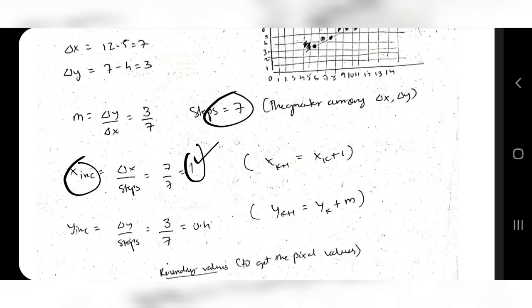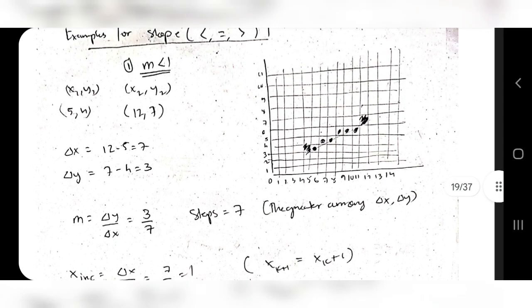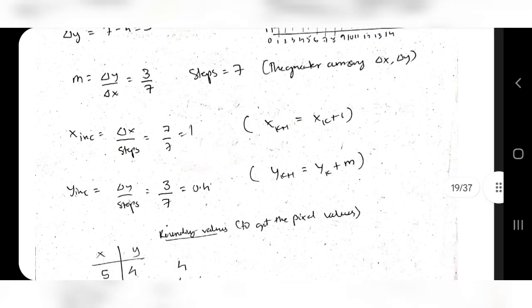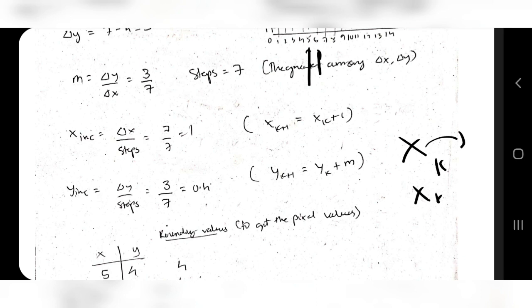If the slope is less than 1, at that time x will be incremented by 1 each time, and y will be incremented by some decimal values. If I am at the xk point, for example 5 or 6, the next value is xk plus 1, right? xk plus 1 is the next value, and that is nothing but the previous value plus 1.